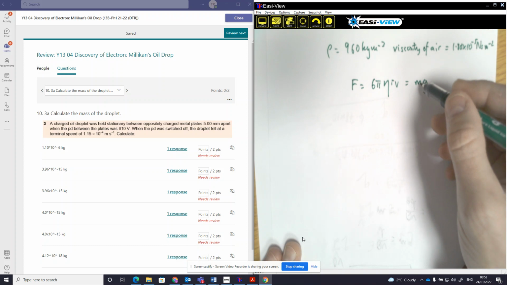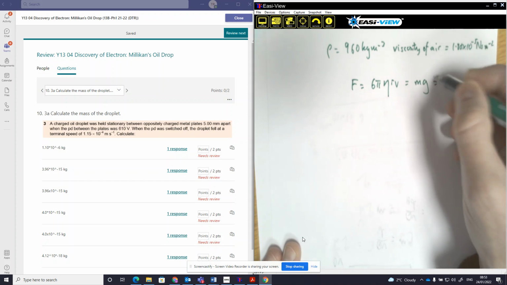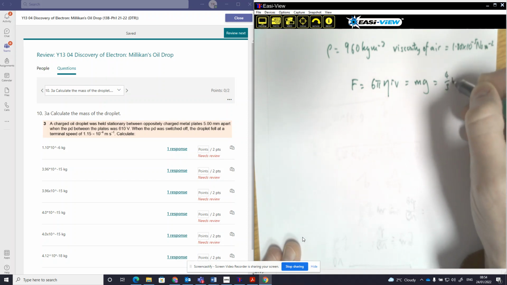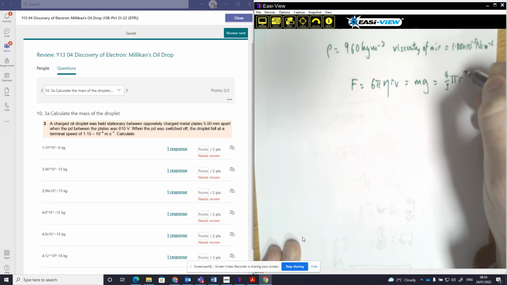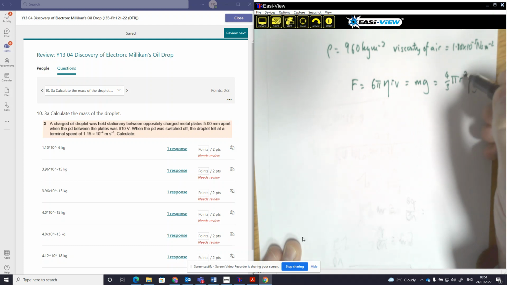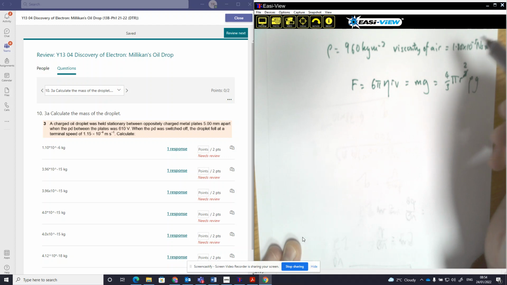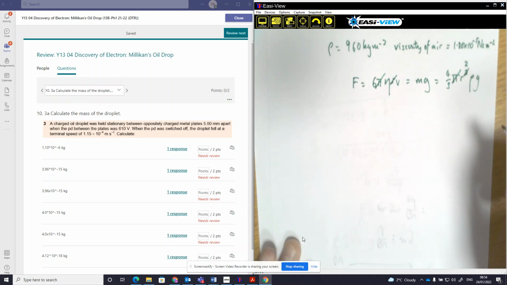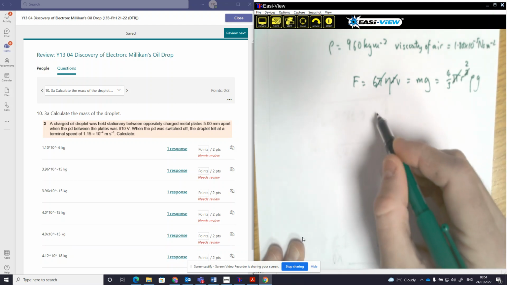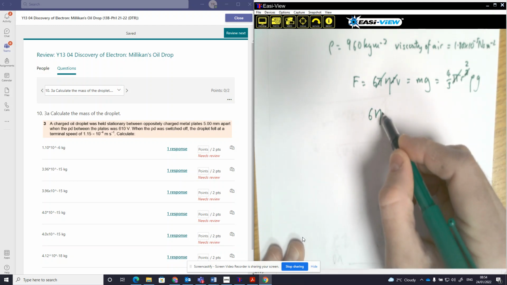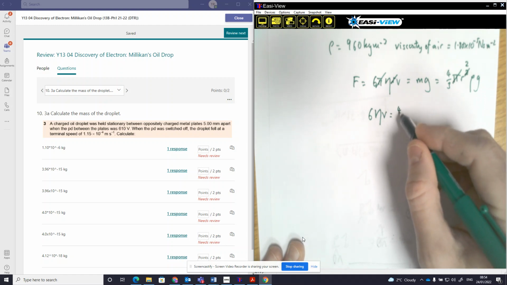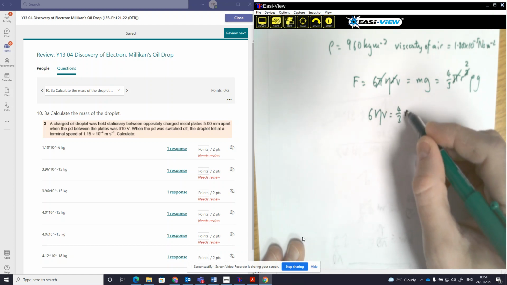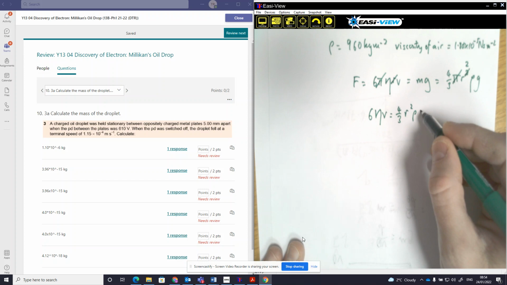Now, the mass of the oil drop is 4/3 pi r cubed, which is the volume, times rho g, and you'll notice that changes to that cancels to a 2, and that cancels out there, and the pi's cancel as well. So just to tidy that up, we end up with 6 lots of eta v equals 4/3 r squared rho g.